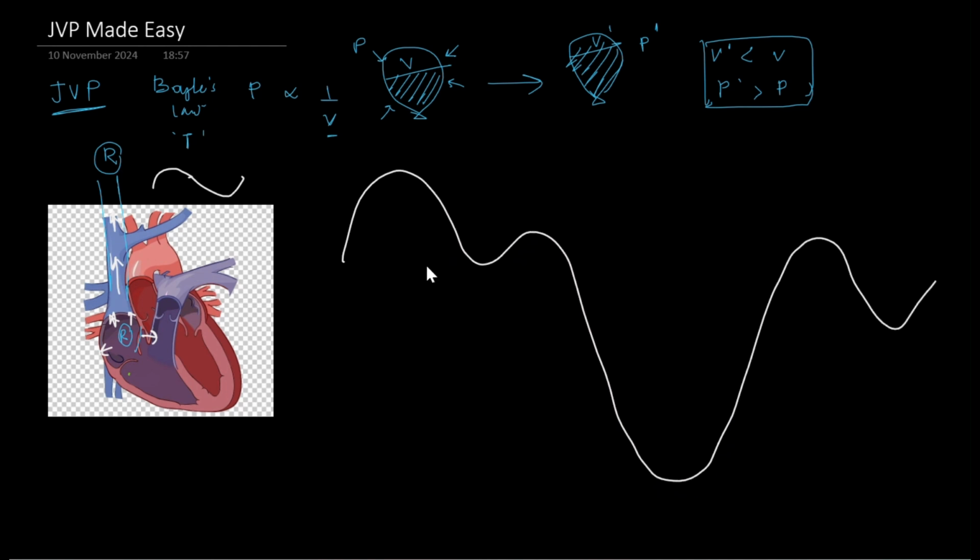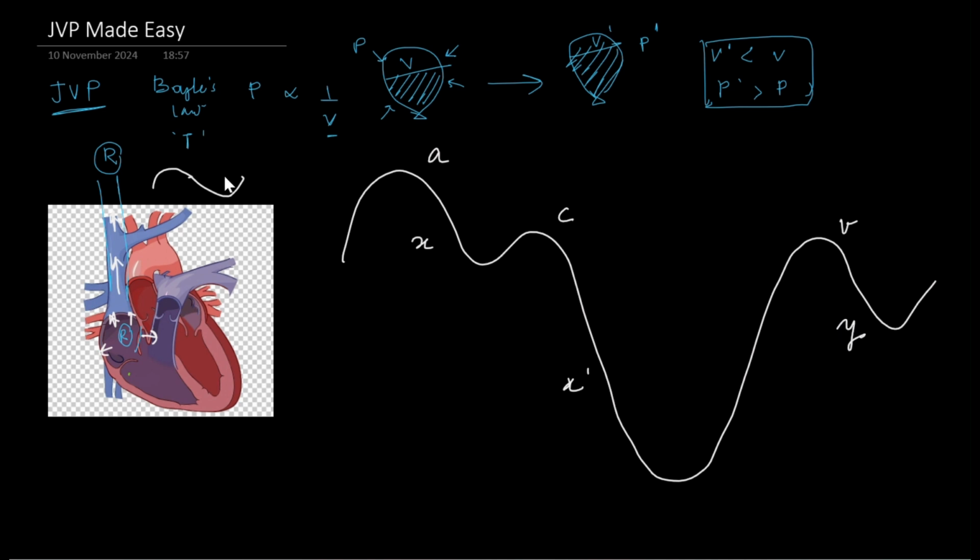In the entire waveform, as you can see, there are three crests, A, C, and V, and three troughs. The first trough is actually interrupted by the C, so this is X and X dash. It's interrupted by a middle C, and V is followed by a trough called Y.